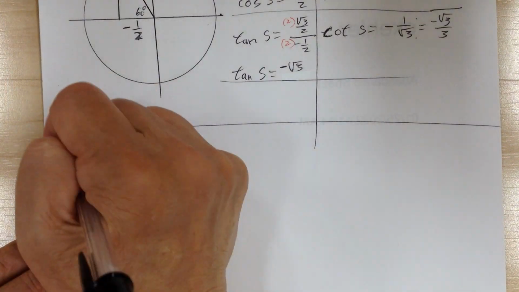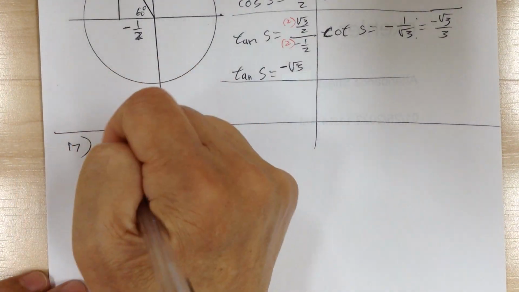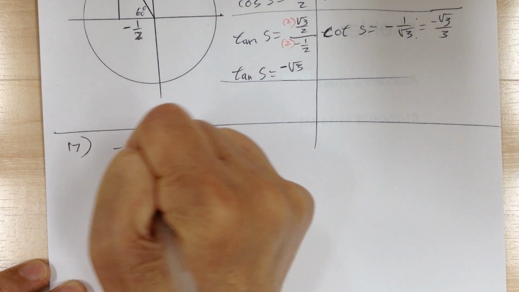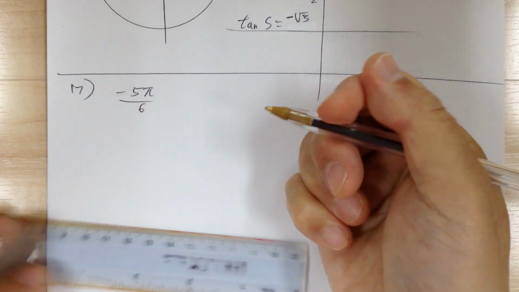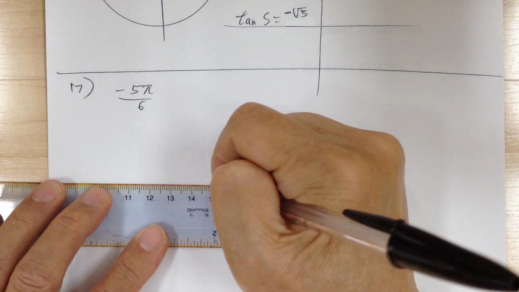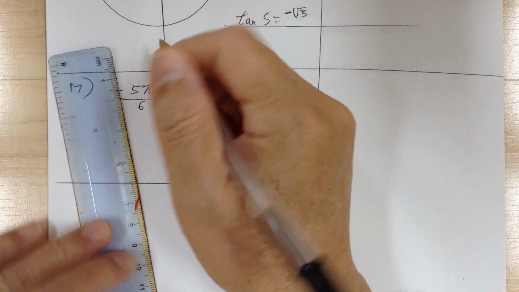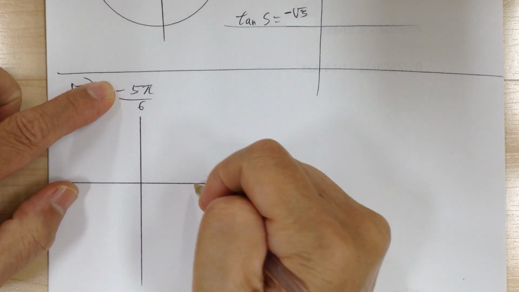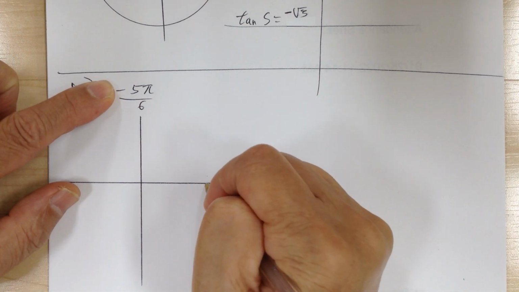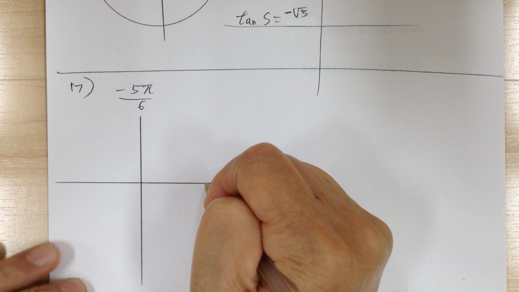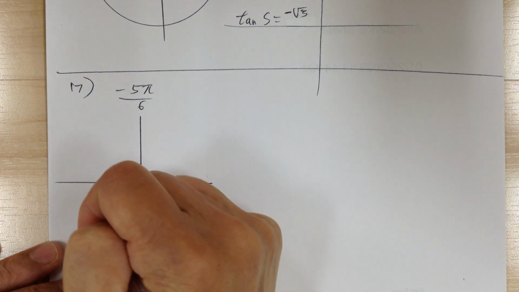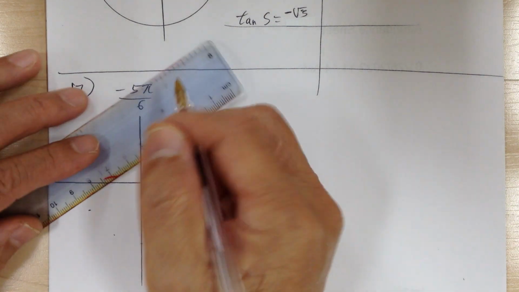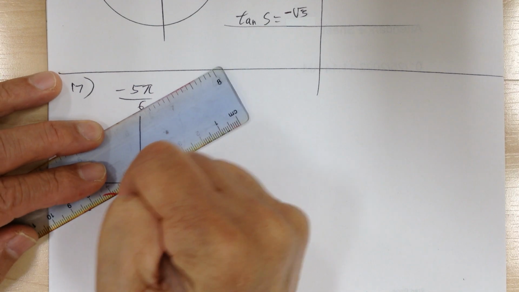Okay, number 17. Negative 5 pi over 6. So you can make good use of the clock. Look at the clock. Now this is negative, so negative, we have to go clockwise. So starting from here, you have to go 5 numbers. So go 1, 2, 3, 4, 5. So you're going to end up at the 8 o'clock position.